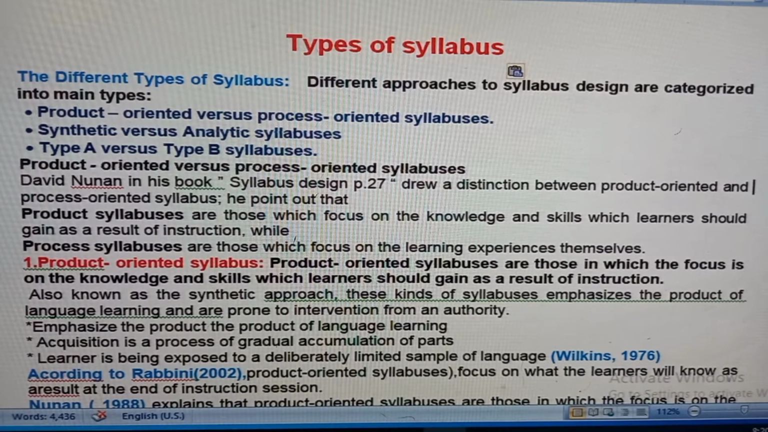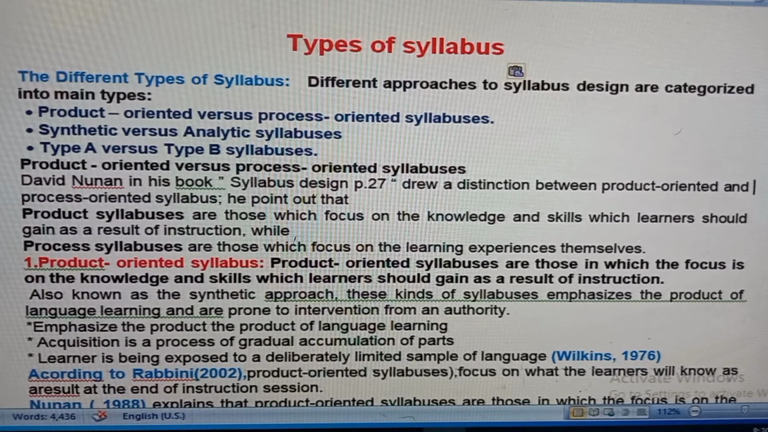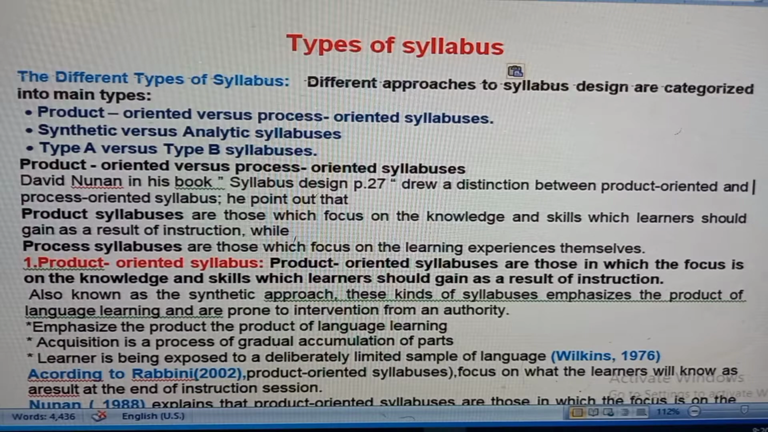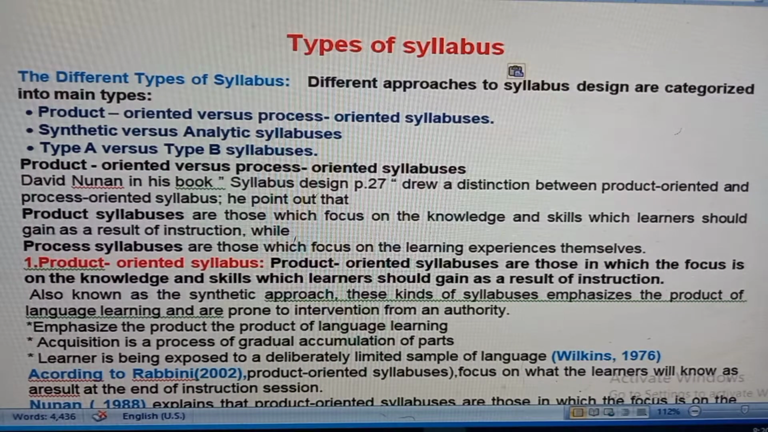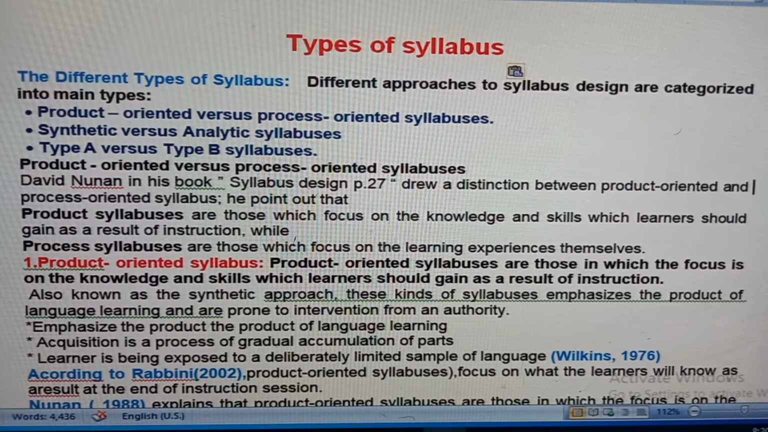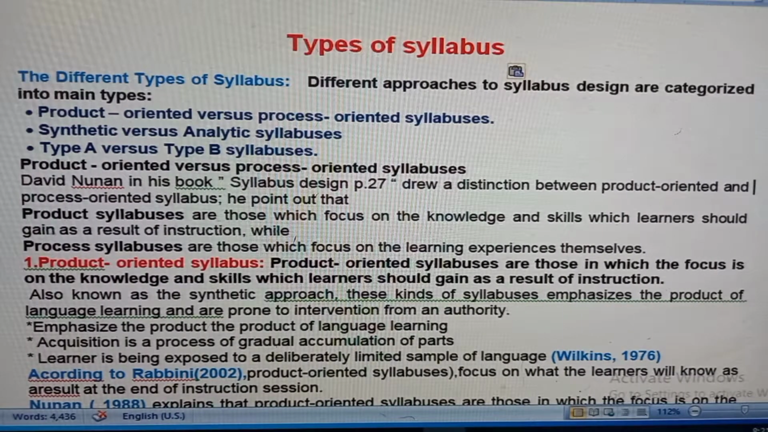Emphasize the product of language learning. Acquisition is a process of gradual accumulation of parts. Learner is being exposed to a deliberately limited sample of language. Wilkins, 1976. According to Rabini, 2002, product-oriented syllabuses focus on what the learners will know as a result at the end of instruction session.